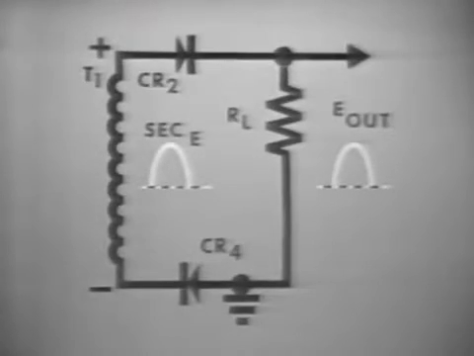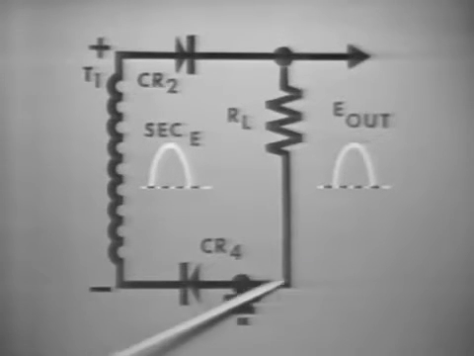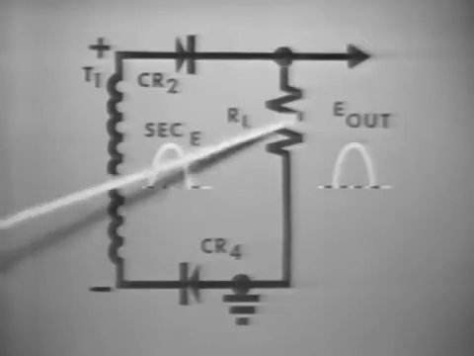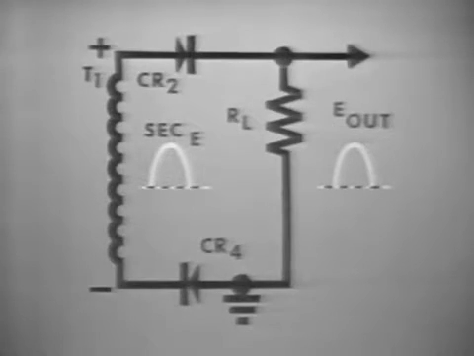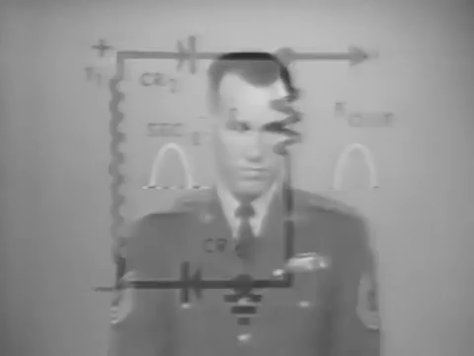Look at this. Positive on the top of the secondary, the same positive on the top of the load. Ground on the bottom of the secondary, and ground on the bottom of the load. The load is in parallel with the secondary. Now it should be obvious that whatever voltage is felt on the secondary will also be felt on the load. Now knowing this, calculating voltages in the bridge rectifier simply boils down to what is the secondary voltage.